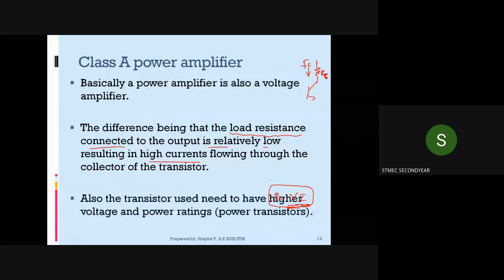And then next one is the transistor. As I already told, the transistor used should have high voltage and power ratings. That is why we are using power transistors. So basically a power amplifier is a voltage amplifier itself, but the major difference is that the load resistance connected will be very low, in order to obtain high collector current. And second thing is, instead of a normal transistor, we have to use transistors with high voltage and power ratings. Those transistors are called power transistors. So we are using power transistors here.